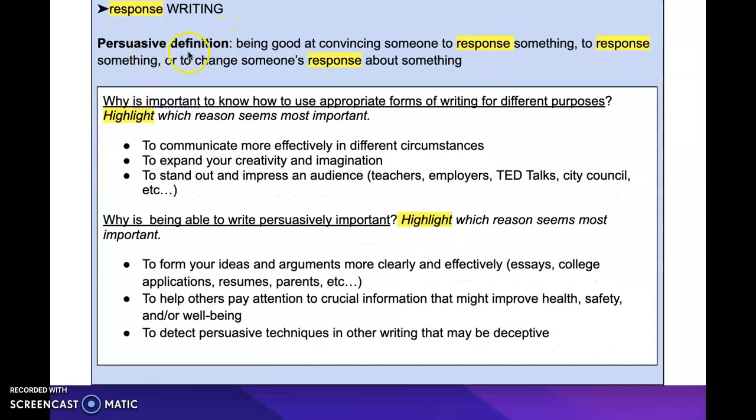The definition for persuasive is being good at convincing someone to do something, believe something, or to change someone's mind about something. Remember, you're going to be filling in anywhere it says response.